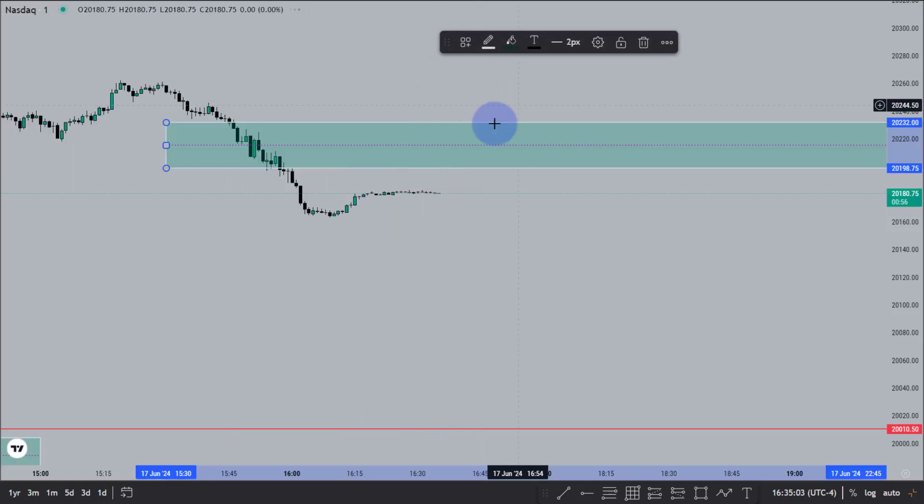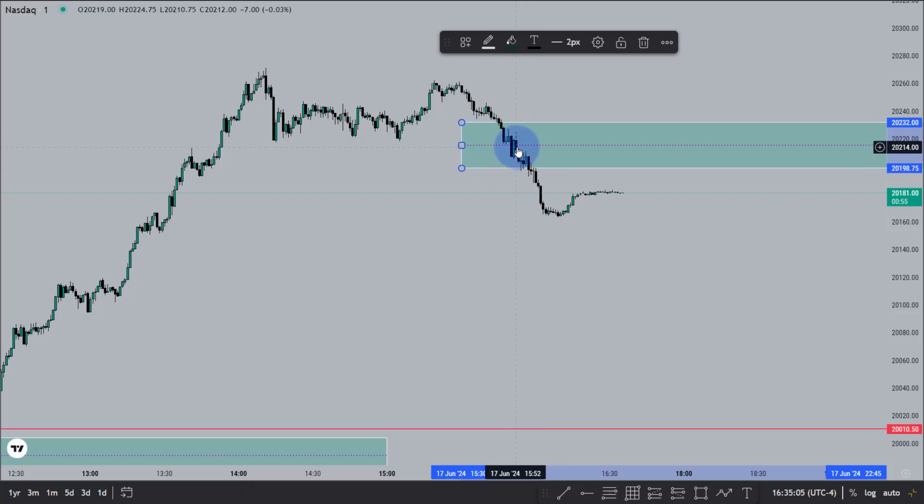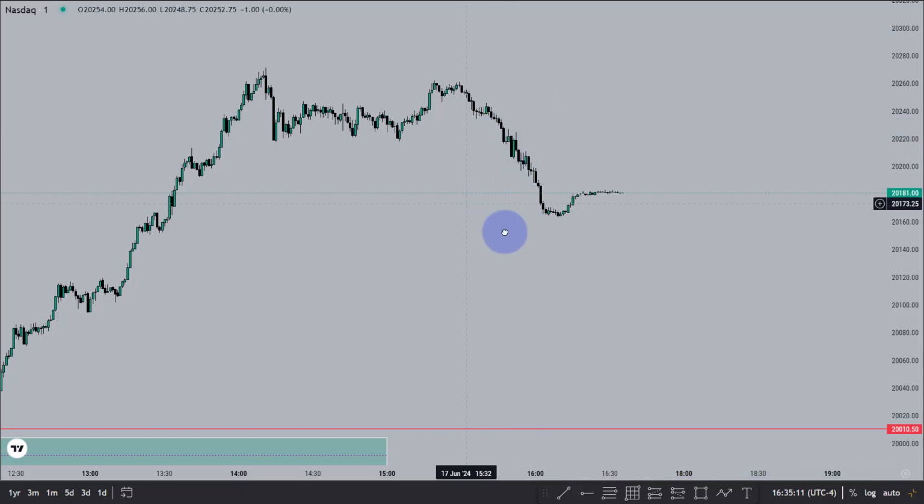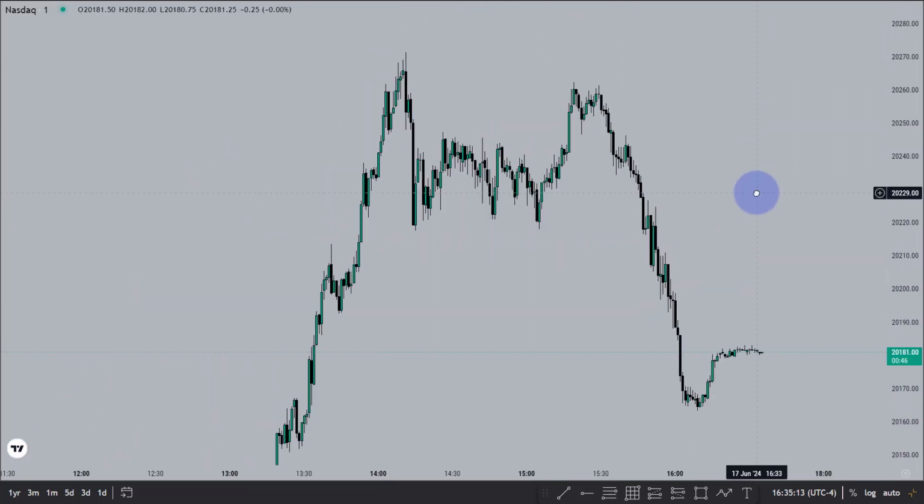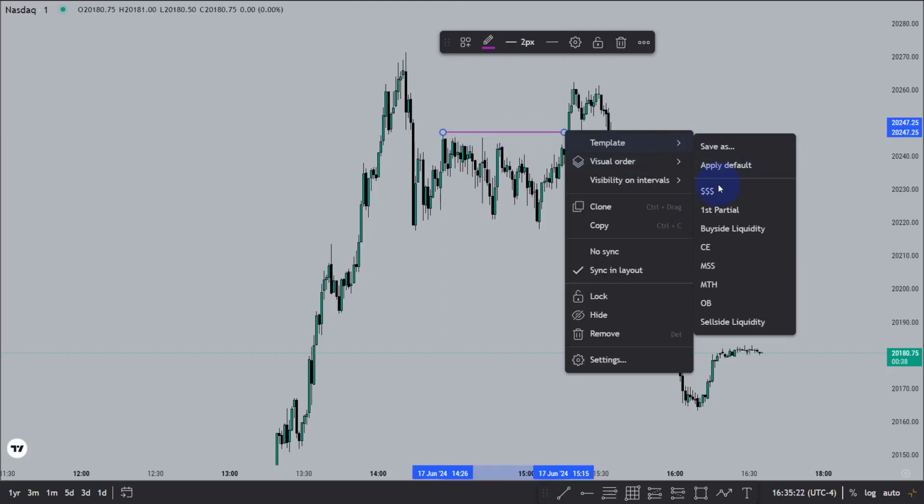So I'm coming here in 1 minute. Here I'm going to remove this one because it was outside of the session, I guess. So I'm not interested to mark that one. What happened around that area? If you were with me on my Twitter, when market started to go higher, I told you that this is all the buy side liquidity which has been taken.